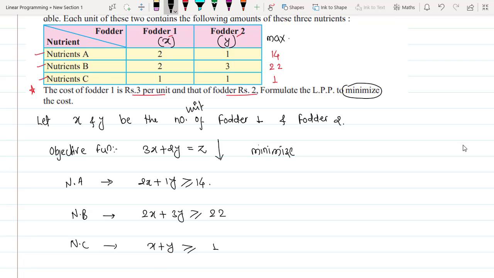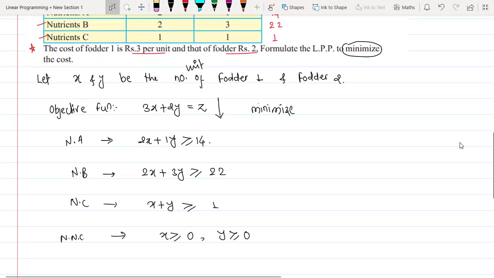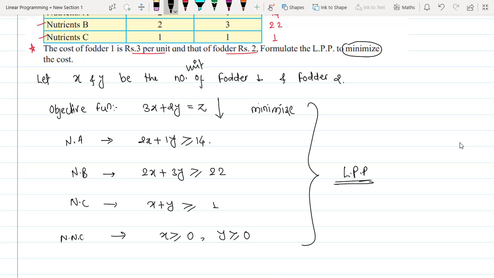So these are the constraints on this minimum cost. And of course the non-negative constraints are x is greater than or equals to 0 and y is also positive because they are the number of items of fodder 1 and fodder 2. Okay, so these 5 equations formulate the LPP. Do not miss anything of this. The last one has the same importance as the first one. So you cannot simply miss this non-negative constraint.